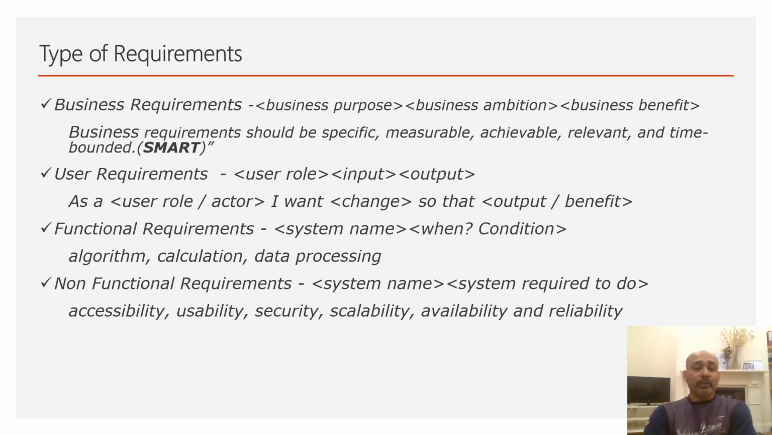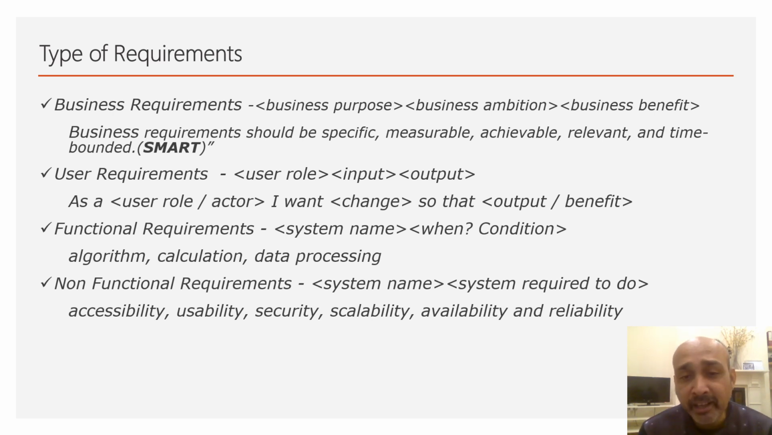Now, another thing we have discussed is the different types of requirements: business requirements, user requirements, functional requirements, and non-functional requirements. We already discussed this at a very high level in my session 1 video, so I thought to have a recap again. Business requirements are captured in terms of business purpose, business ambition, and business benefit. These are the three things.